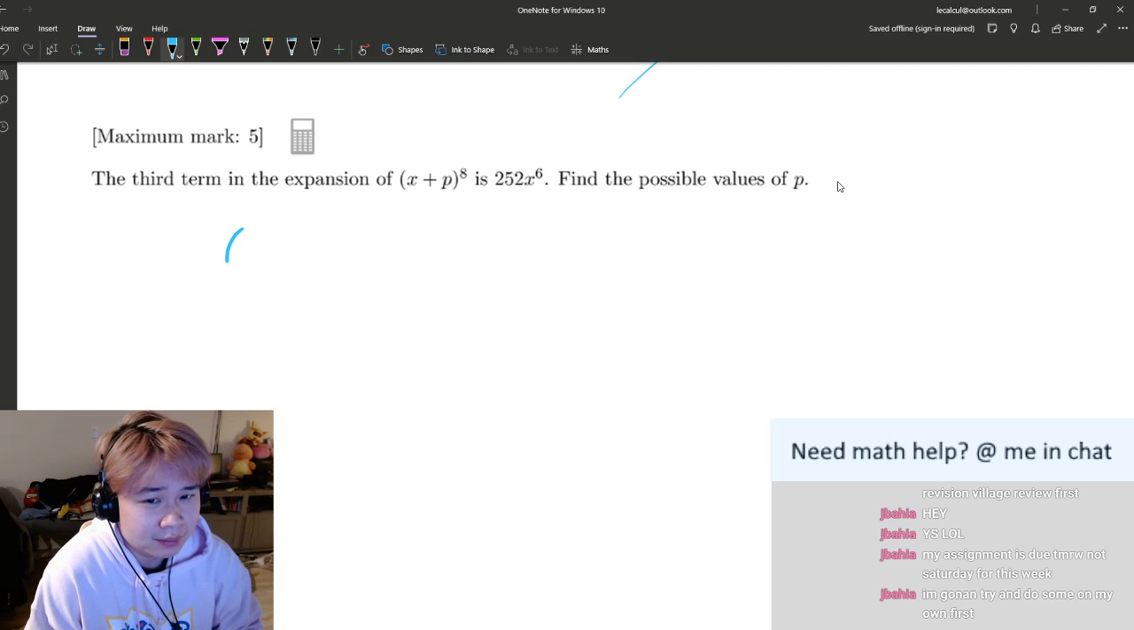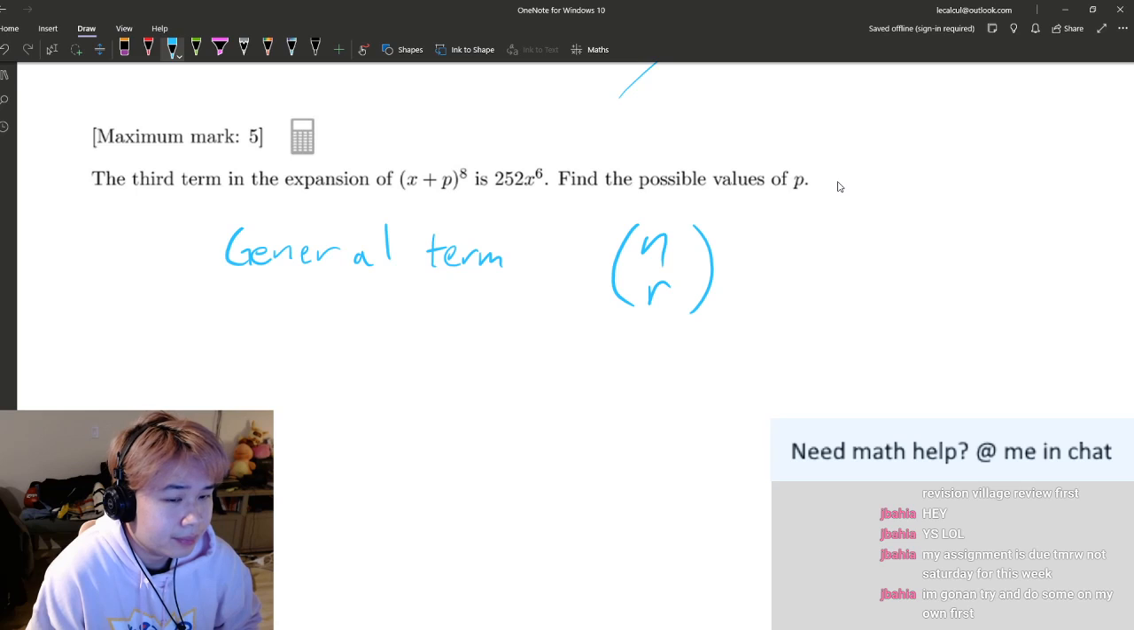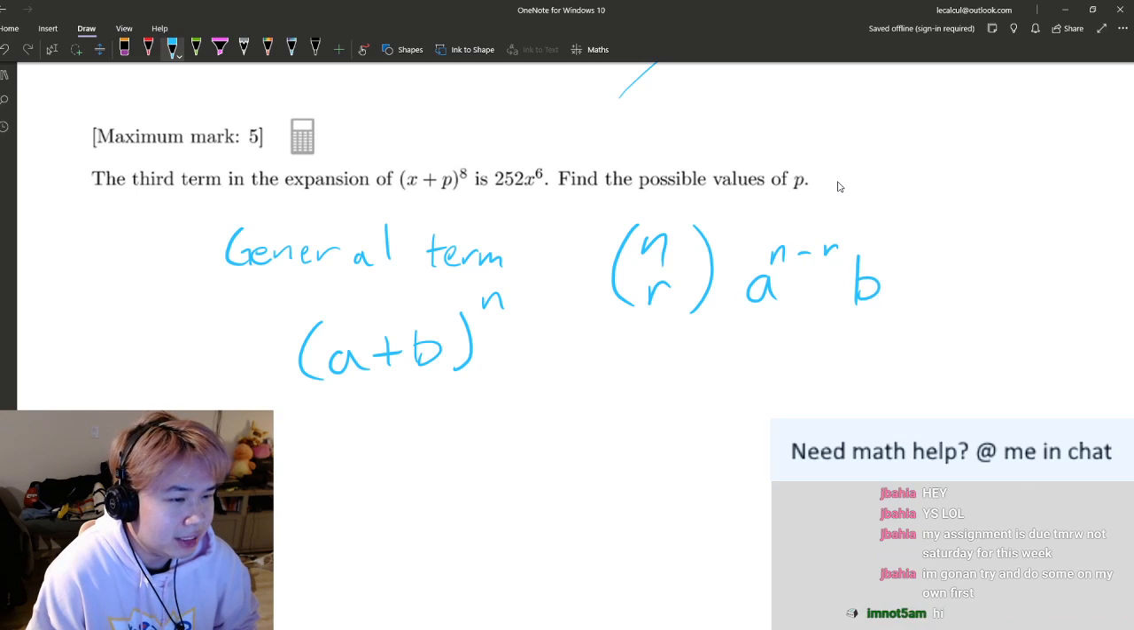for the general term, this is in your formula book. You have nCr, and then if you wanted to expand this out, a to the power of n minus r times b to the power of r.